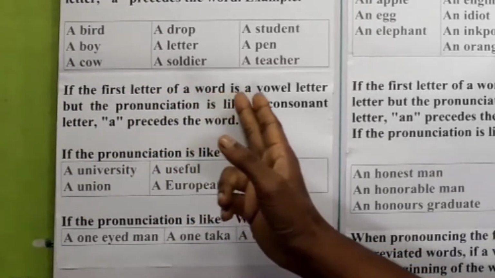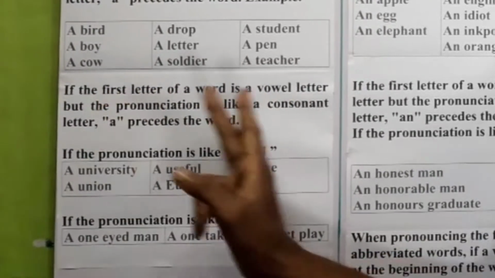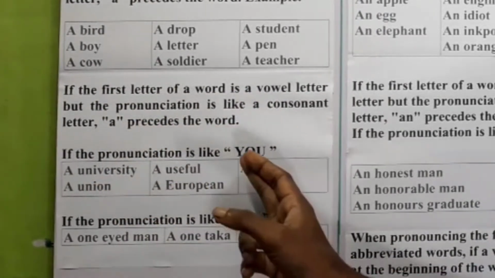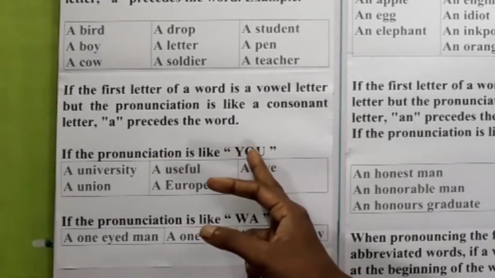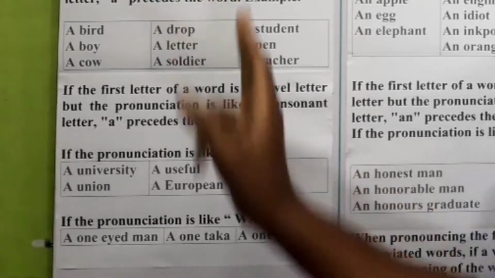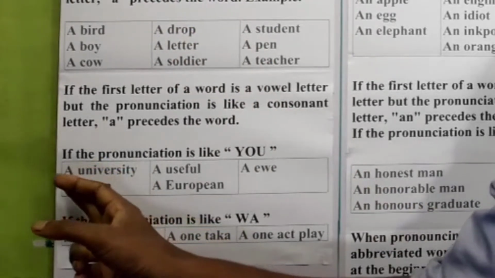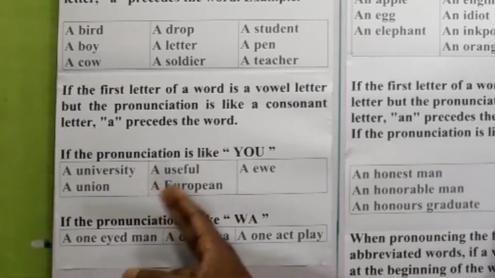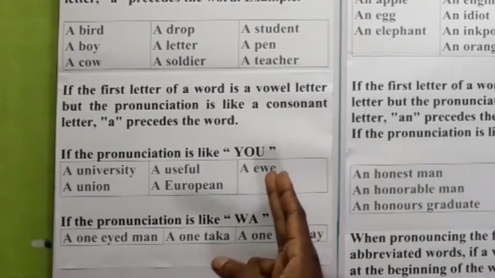If the first letter of a word is a vowel letter, but the pronunciation is like a consonant letter, a precedes the word. If the pronunciation is like U, that is Y, Y is a consonant letter: a university, a union, a useful, a European, a U.